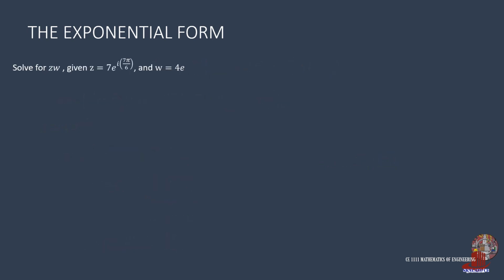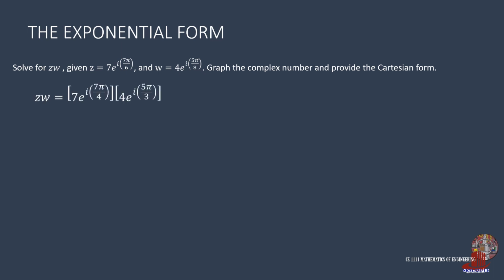Another example has z as 7e raised to i times 7 pi over 4, and w as 4e raised to i times 5 pi over 3. We determine the product zw, graph it, and provide its Cartesian form. zw is then 7e raised to i times 7 pi over 4 multiplied by 4e raised to i times 5 pi over 3. We take the modulus as 7 times 4.